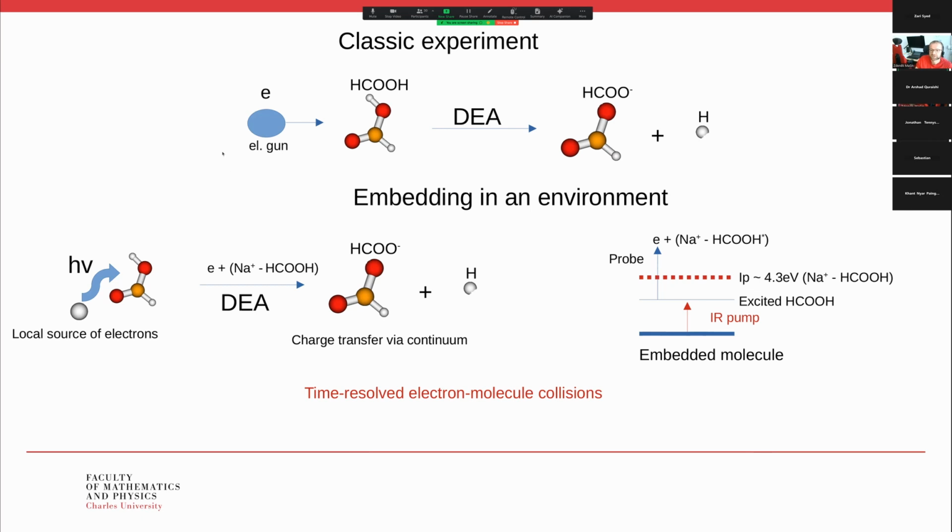But the source of the electrons is outside of the system. Now, if we imagine that we have, for example, an atom nearby, close to the molecule that we wish to somehow transform, we can photoionize this nearby atom, and then the source of the electrons is very close to the molecule. In principle, we can then imagine processes such as pre-excitation of the molecule by some infrared pulse, followed by photoionization of the nearby atom, which could perhaps lead to different reactions, because we will have the molecule initially in an excited state.